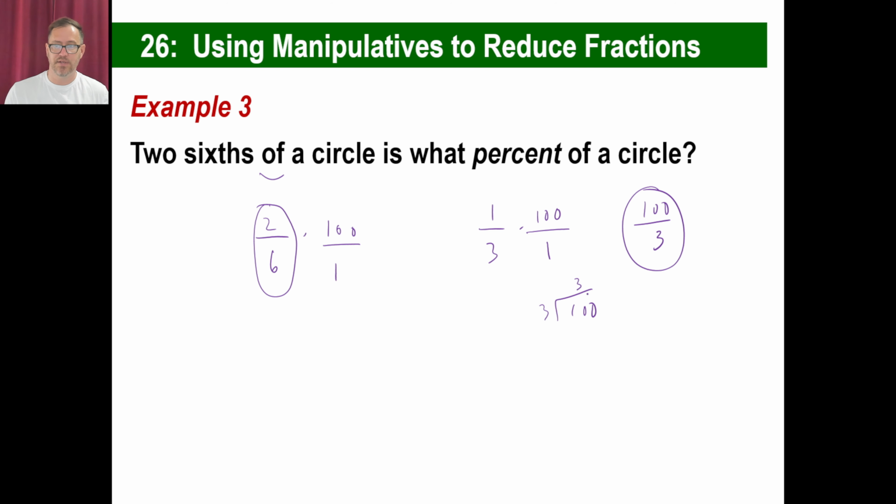3 into 10 is 3. There's 1 left over. 3 into 10 again is 3. And there's 1 left over. Okay, the 1 goes on the top. The 3, that goes on the bottom. There we go. That's all there is to it.